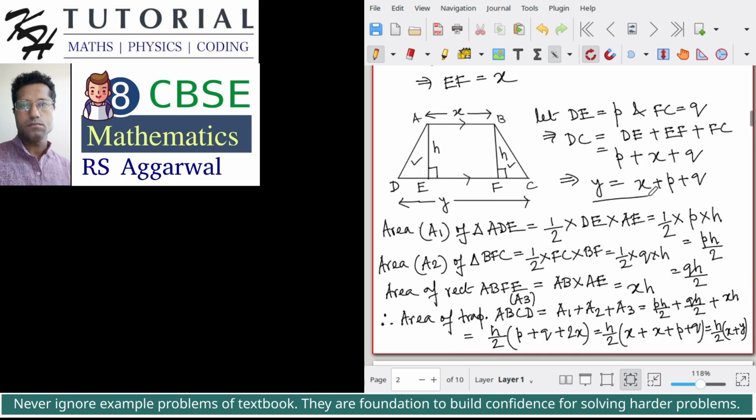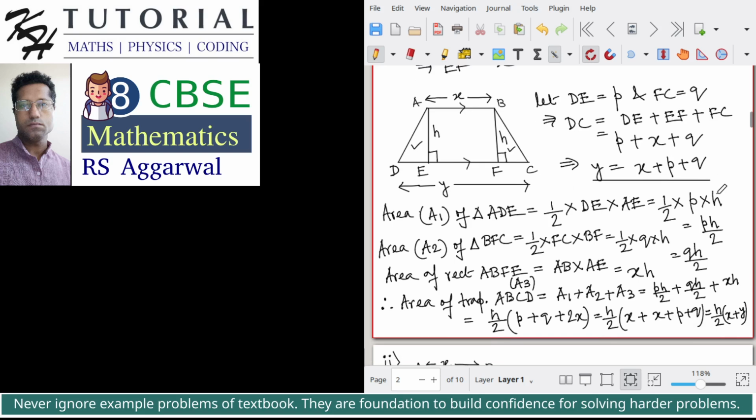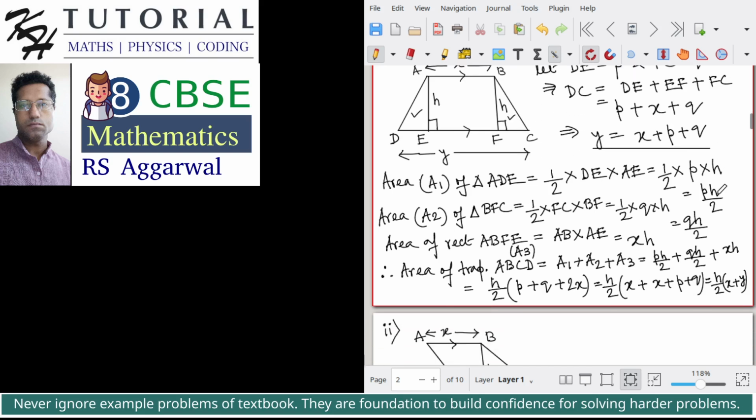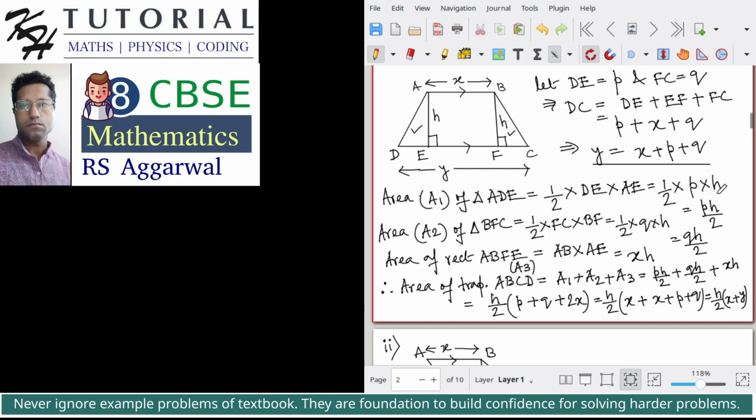We have already have this, Y is equal to X plus P plus Q. So, we see that the area of the trapezium is H by 2 multiplied by X plus Y, that is half into altitude multiplied by the sum of the parallel sides or the sum of the bases. So, this is how the formula is coming.